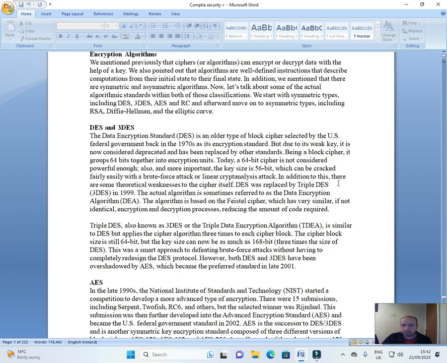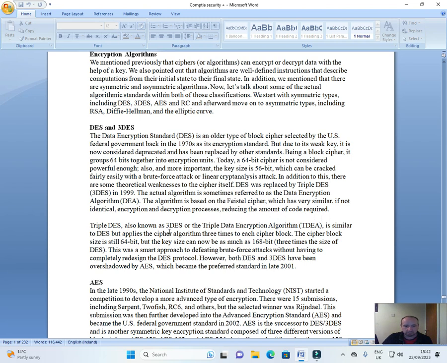In addition to this, there are some theoretical weaknesses to the cipher itself. DES was replaced by Triple DES, 3DES, in 1999. The actual algorithm is sometimes referred to as the Data Encryption Algorithm, DEA. The algorithm is based on the Feistel cipher, which has very similar, if not identical, encryption and decryption processes, reducing the amount of code required.